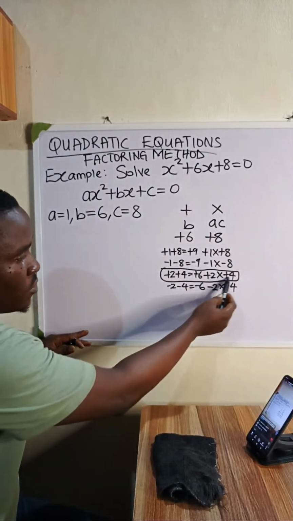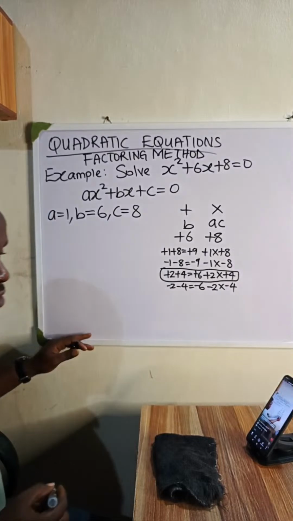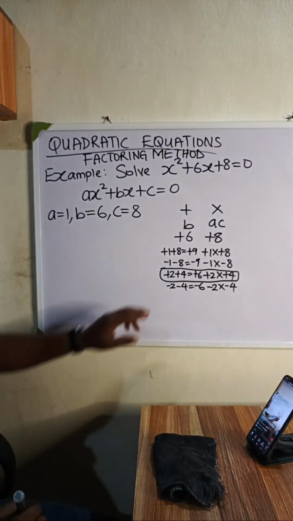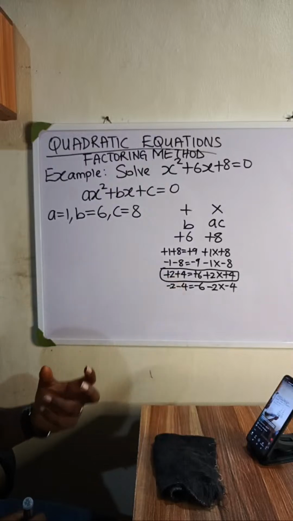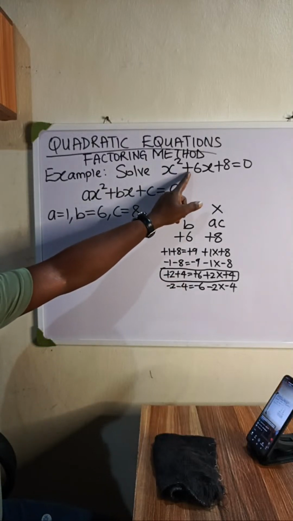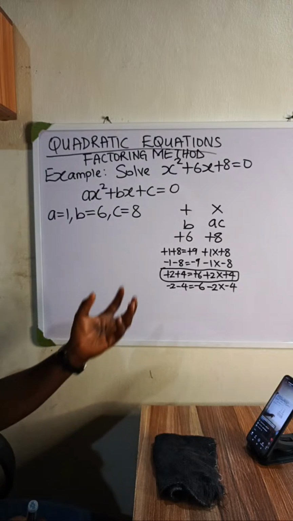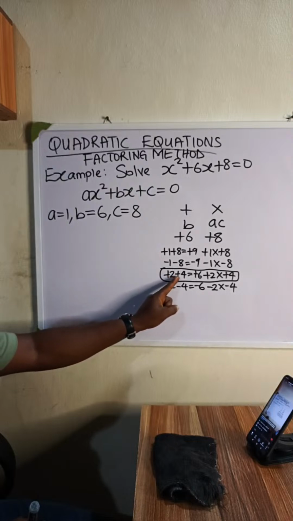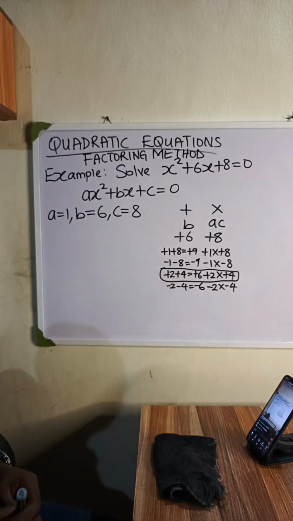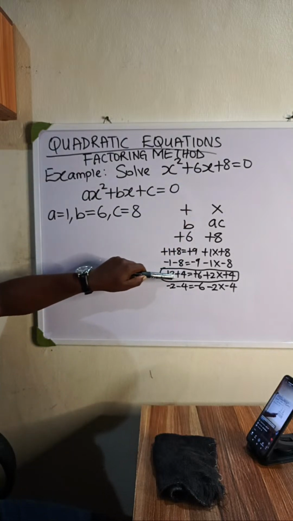Because when you multiply them, they will give you plus 8. When you add them, they will give you plus 6. So that means plus 2 and plus 4 are the numbers we are going to use to replace plus 6x. We are going to remove plus 6x and introduce plus 2x plus 4x, because we are replacing this number with these two numbers.